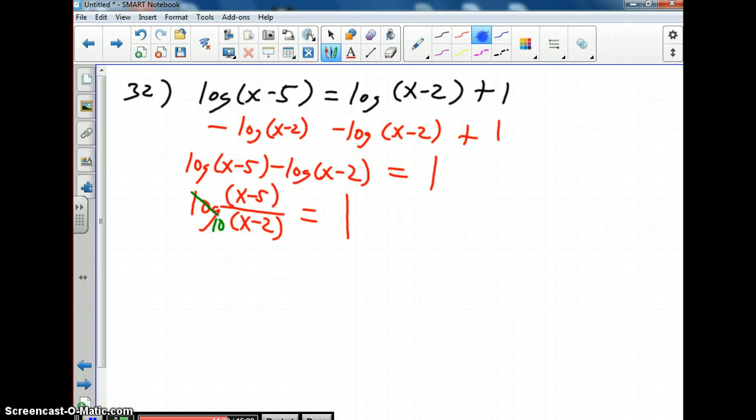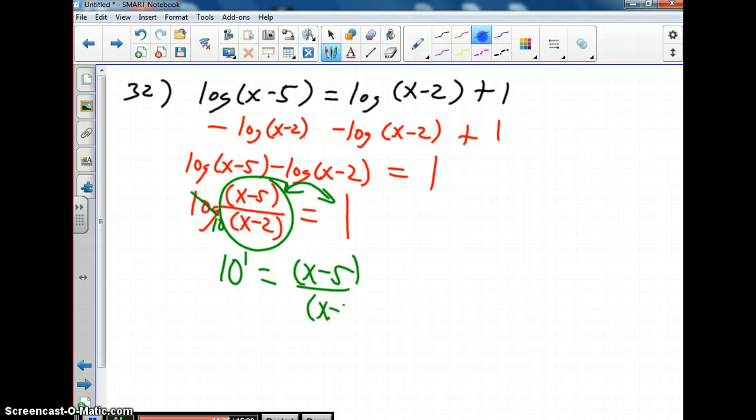Okay, so here we go. Drop the log, make the switch. Now you see it's a huge switch. So we're going to have 10 to the first power equals (x minus 5) over (x minus 2). That's all we get. Now you guys know 10 to the first power is how much? 10.